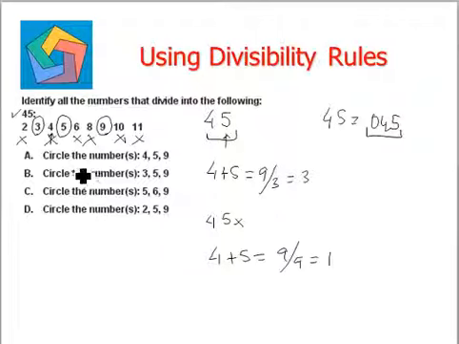So the three numbers that are fitting into the answer are 3, 5 and 9. This can be seen in option B.